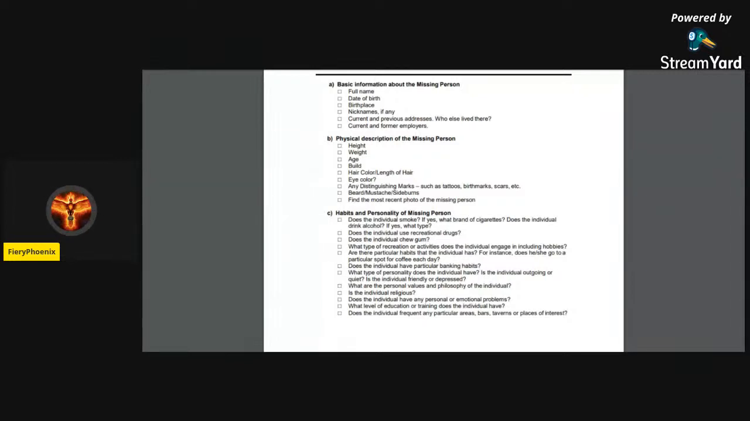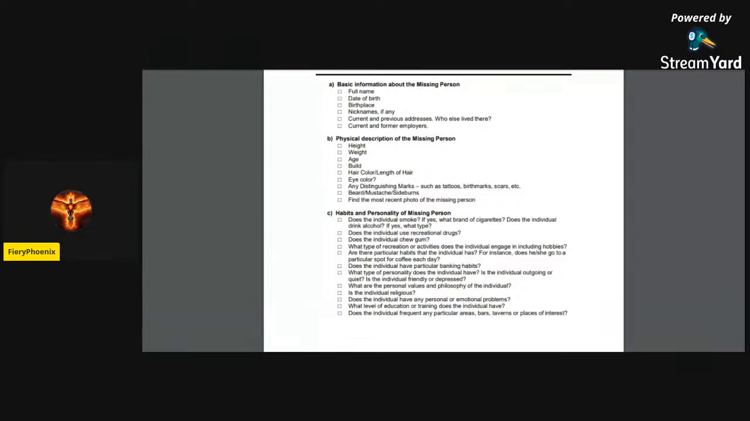What type of recreation or activities does the individual engage in, including hobbies? Say they could go yard selling. And are there particular habits that the individual has, such as, for instance, does he or she go to a particular spot for coffee each day? You never know. I mean, that helps. To me, that helps.